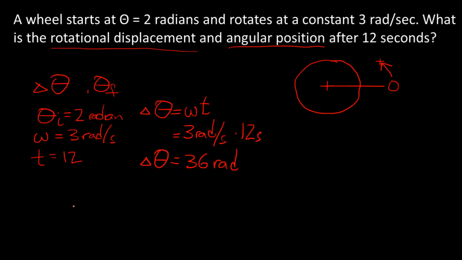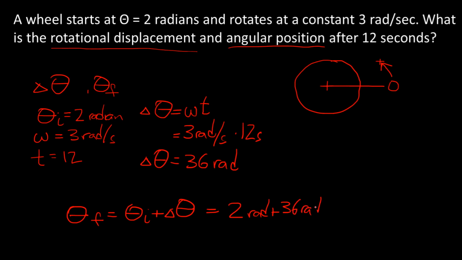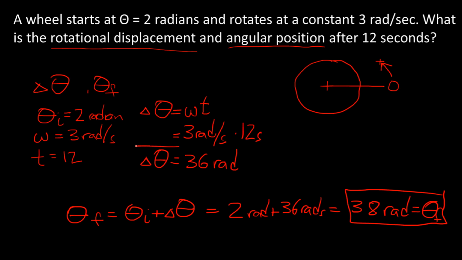And we want to know our final position. My final angular position is equal to my initial angular position plus my change in angular position. Let's put in some numbers. I started off at 2 radians. I changed 36 radians. My final position, 38 radians, is my final angular position. Let's go and bracket both of these.